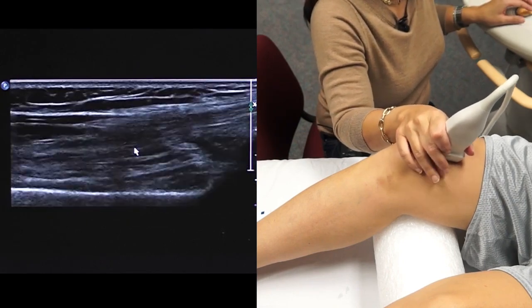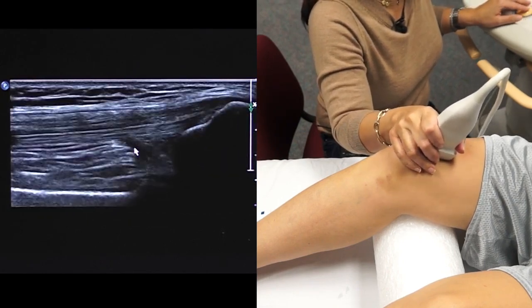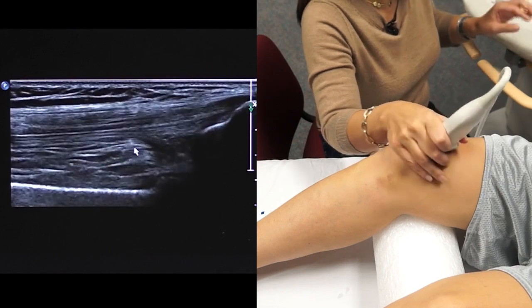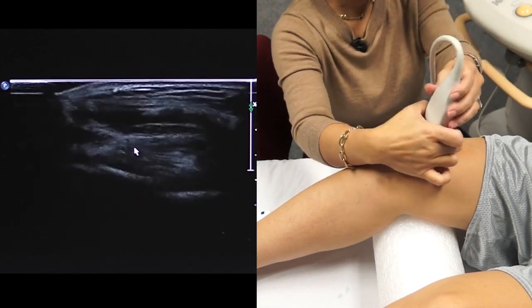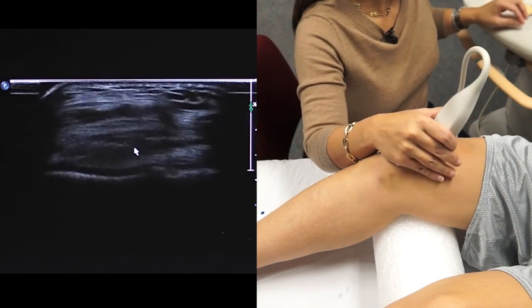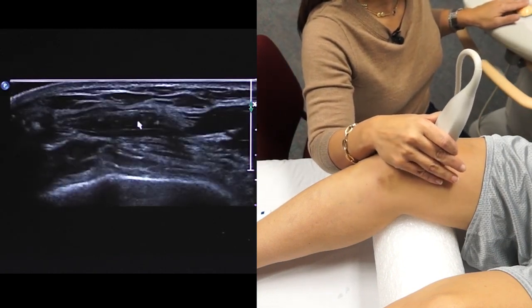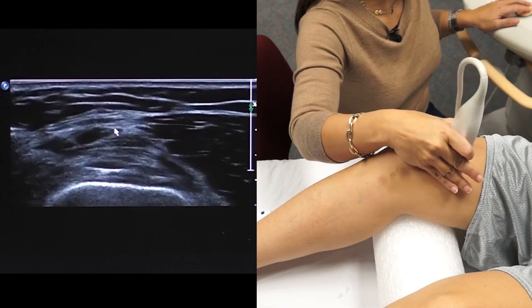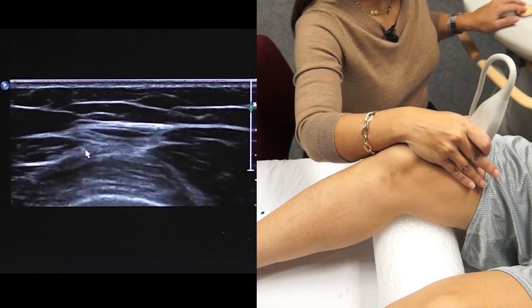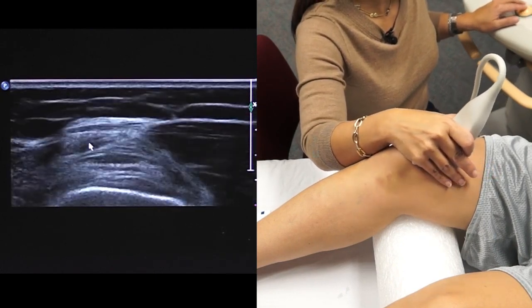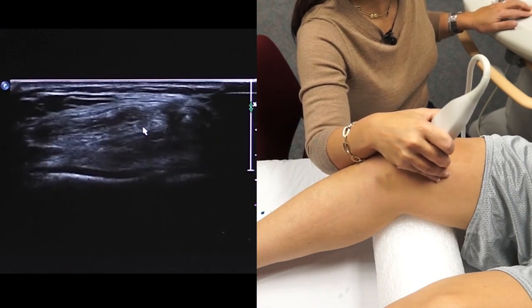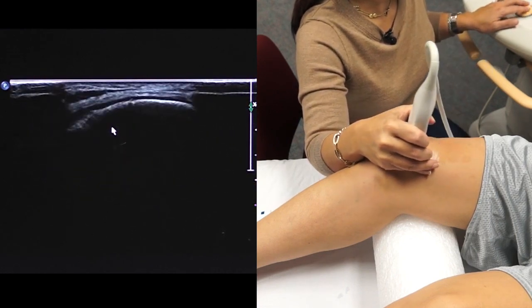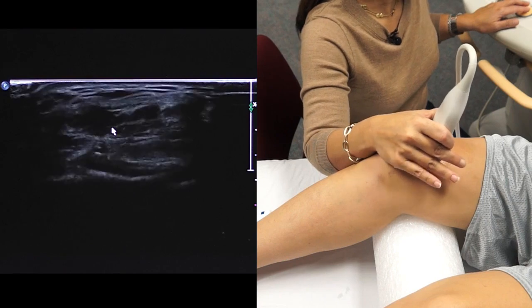Okay. Now, anytime you image a structure in long axis, you also want to image it in short axis. So you will turn your transducer with the marker to the patient's right. And again, you're going to look at the quadriceps tendon cranially at the musculotendinous junction. And then towards the patella, you will scan it. You'll see it's a wide structure, and you scan it until its insertion onto the patella.